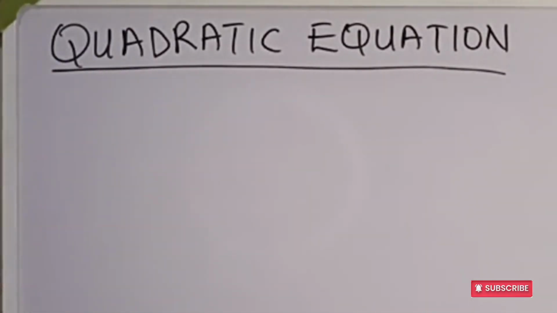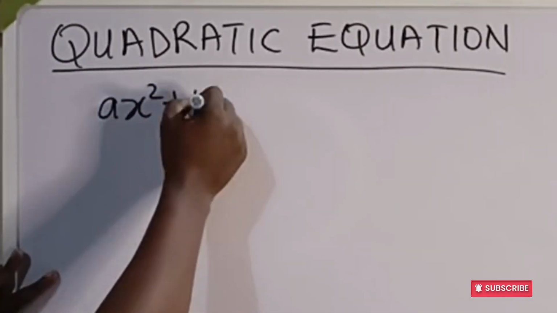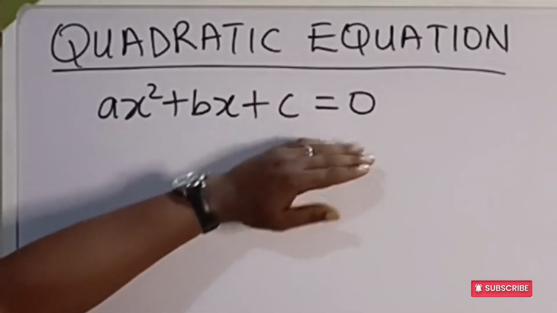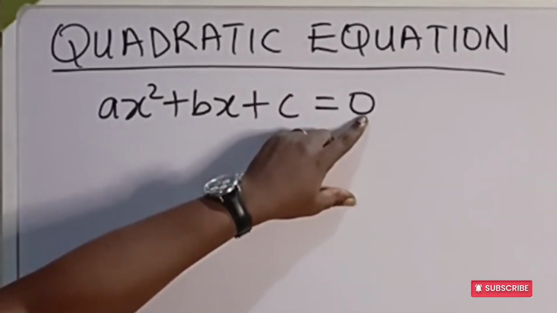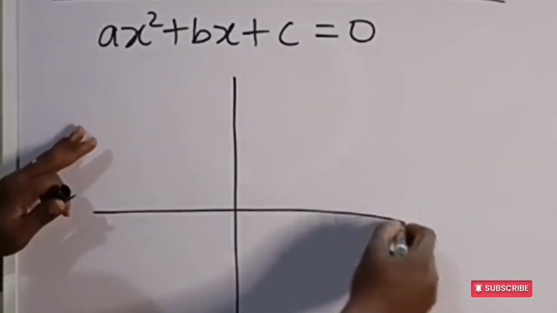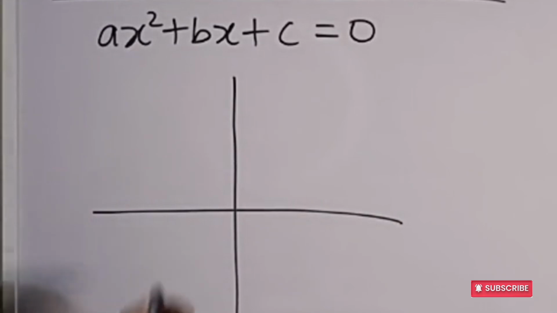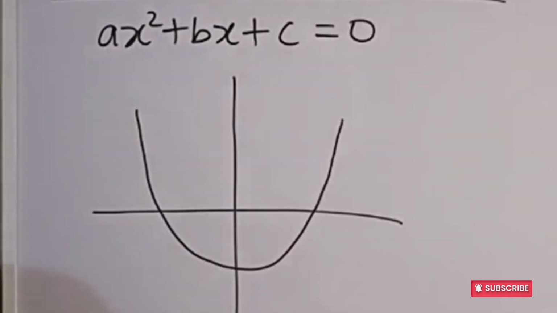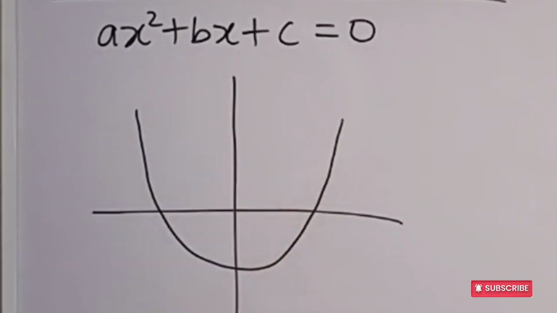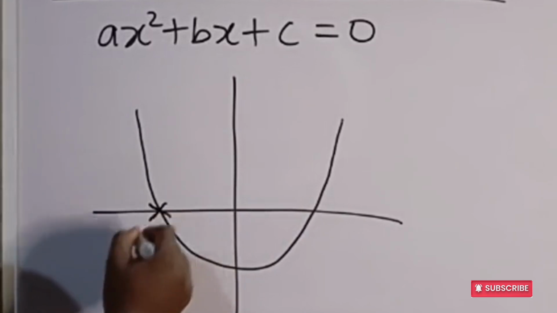So let's write the equation again. ax squared plus bx plus c is equal to 0. Now, a quadratic equation is a relationship between the x values and the y values. So when you are given a quadratic equation in this form, it means that this 0 is your value of y. So let's draw a graph. Whenever you draw a graph of a quadratic equation, it appears in this form. So we are going to have 2 points here and here.